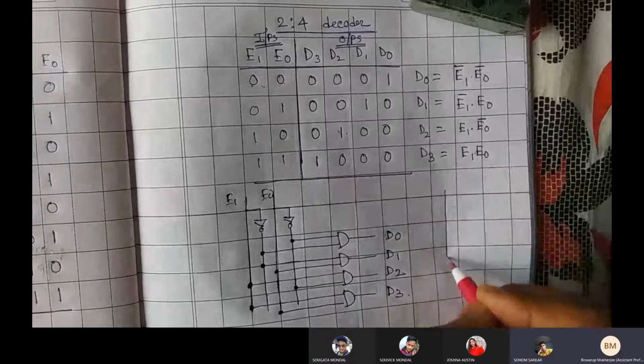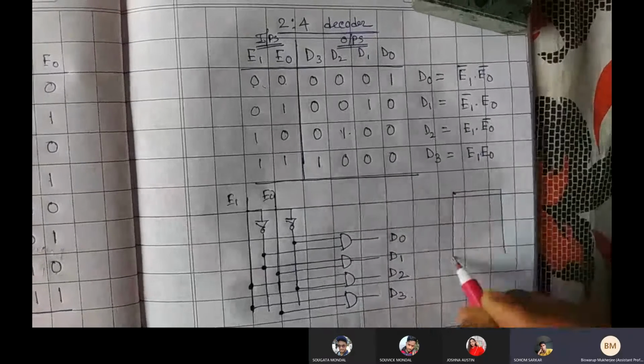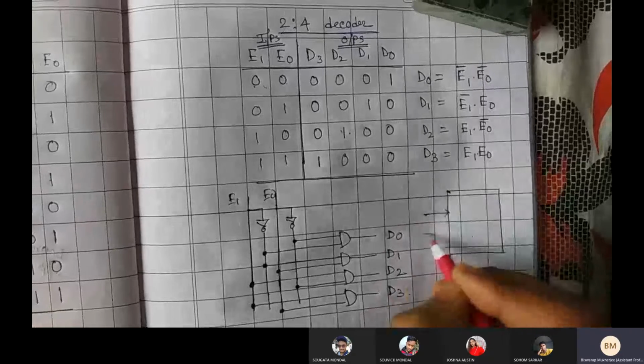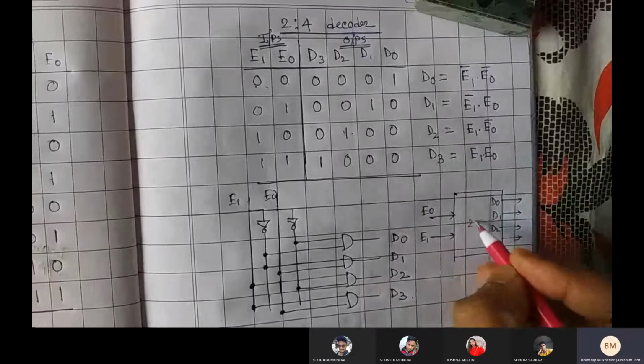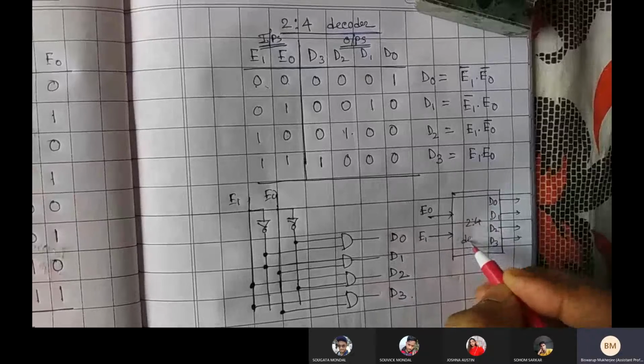Yes, sir. The block diagram for such a decoder will have two inputs, E0 and E1, and four outputs, D0, D1, D2, D3, right? So this is something like a 2:4 decoder. It's very simple. Now let us come to the next one.